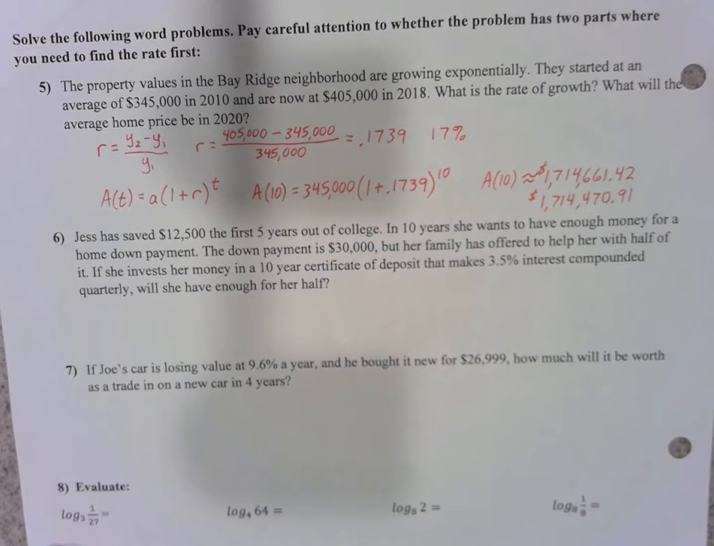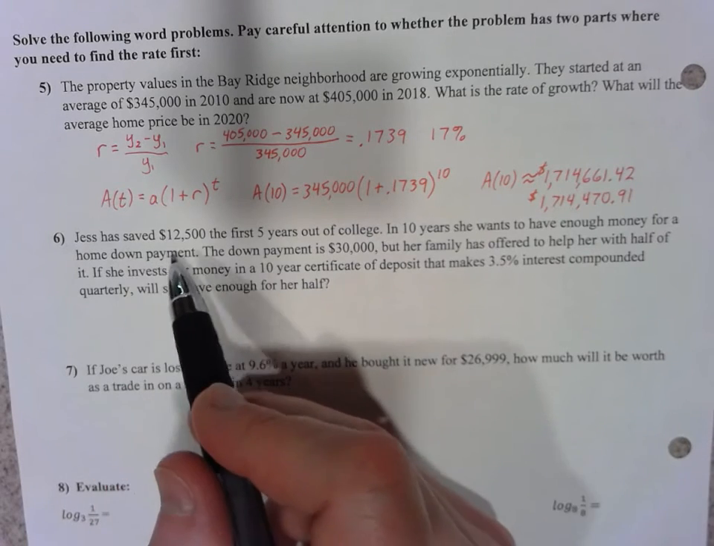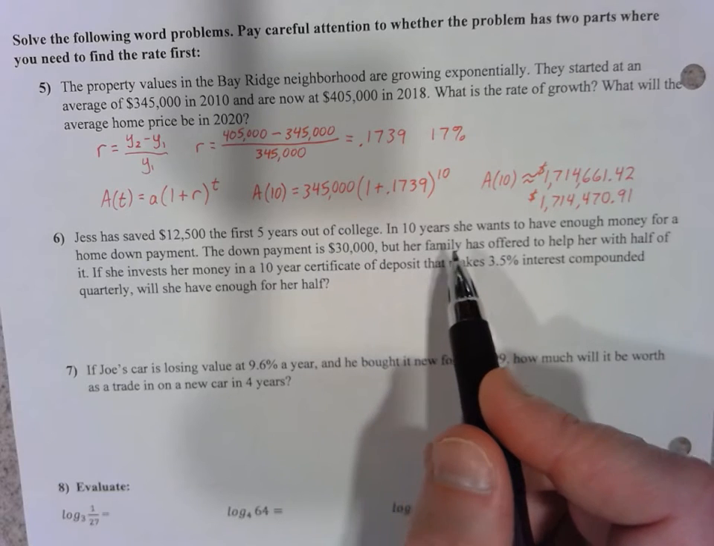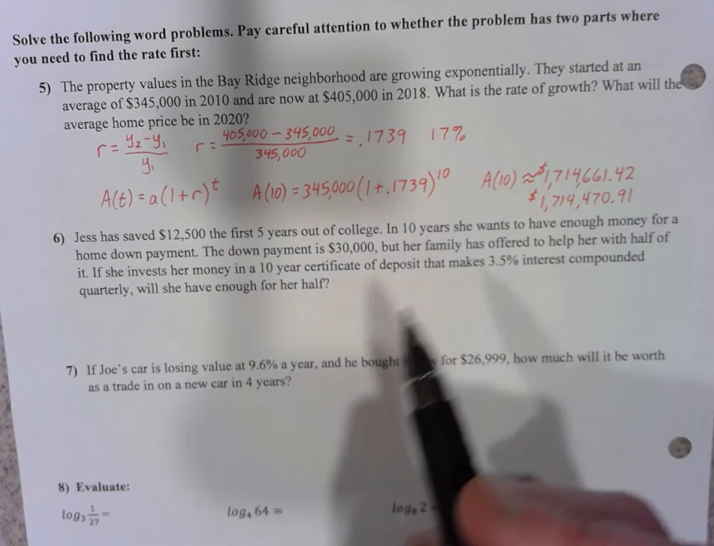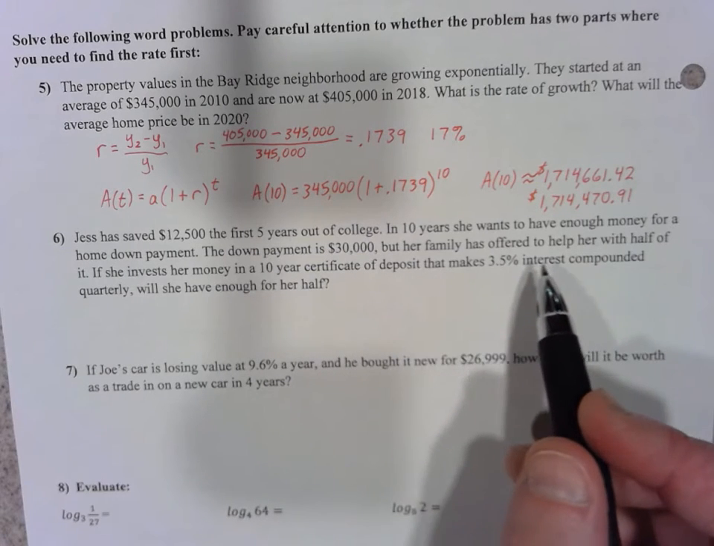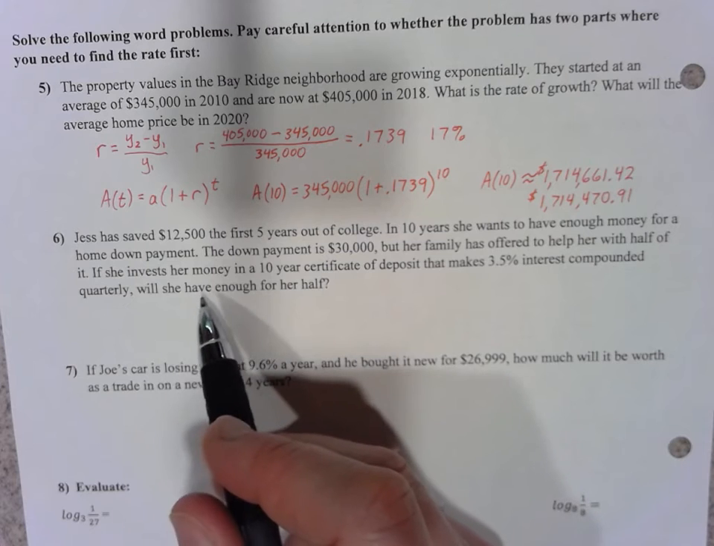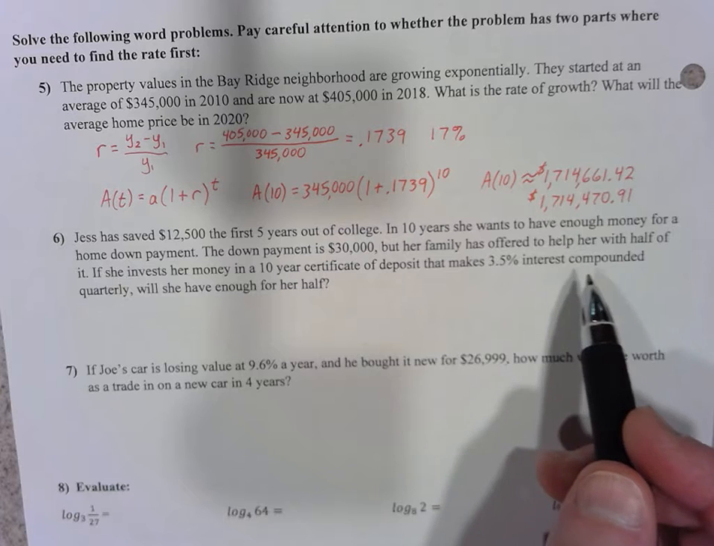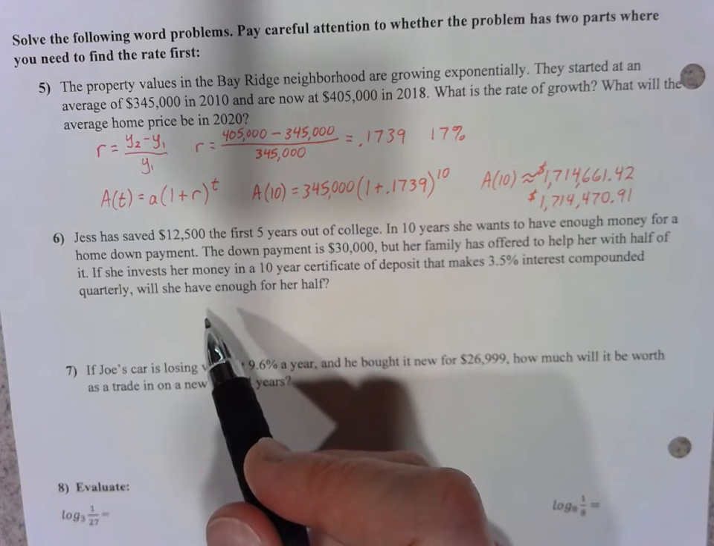Alright, so that's if you don't have the percentage given to you. Number 6 and 7, this percentage is provided. Jess has saved $12,500 the first 5 years out of college. In 10 years, she wants to have enough money for a home down payment. The down payment is $30,000, but her family has offered to help her with half of it. If she invests her money in a 10-year certificate of deposit that makes 3.5% interest compounded quarterly, will she have enough for her half?